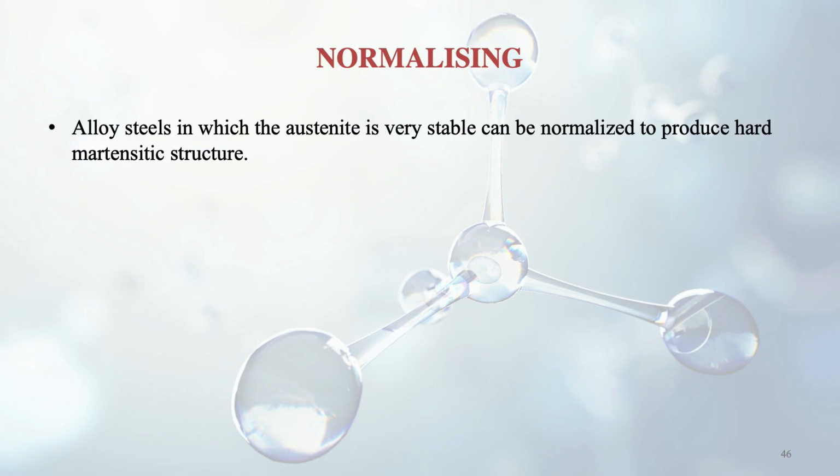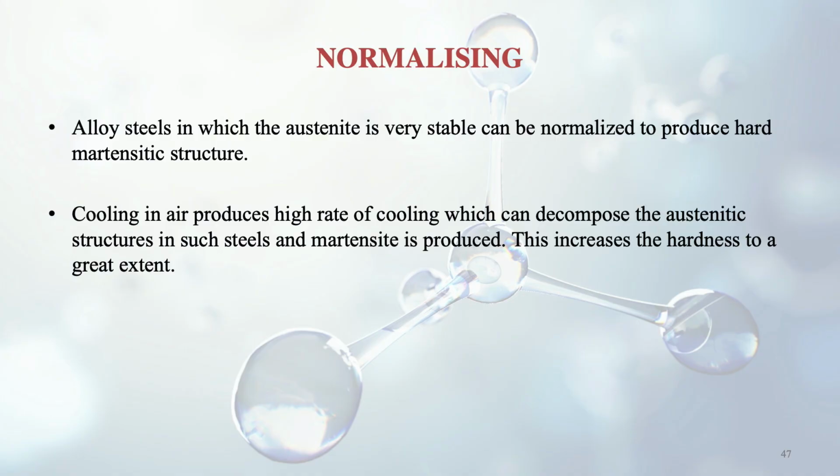Alloy steels in which the austenite is very stable can be normalized to produce a hard martensitic structure. So in case the austenite in a certain steel is very stable, a normalizing process can be applied and we will get a good hard martensitic structure. Cooling in air produces a high rate of cooling which can decompose the austenitic structures in such steels, and martensite can be produced. This increases the hardness to a great extent. So whenever we want to increase the hardness, we can apply this normalizing process wherever the austenitic structure is stable.